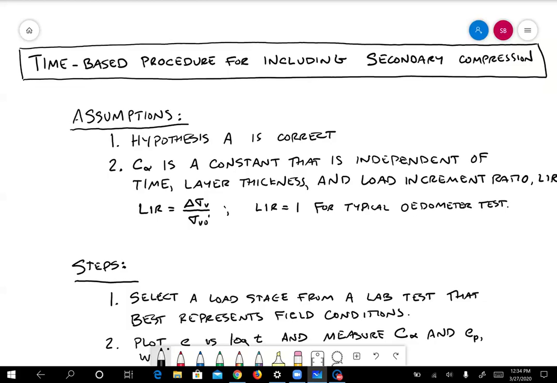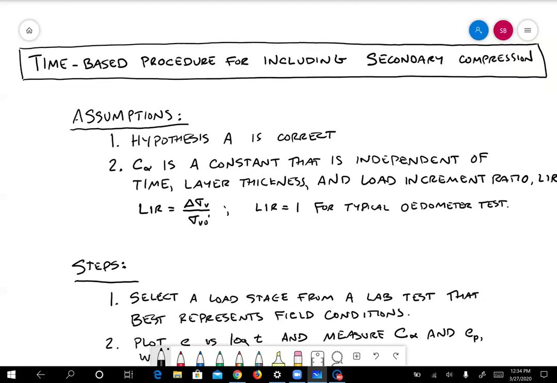First I'll talk about some assumptions, and I'll mention there are multiple ways of adding secondary compression. This is just one way, and you have to know the assumptions we're using here so you can assess whether that's reasonable for a particular problem. Our first assumption is that hypothesis A is correct. That means that the end of primary consolidation line is unique in e-log sigma v prime space.